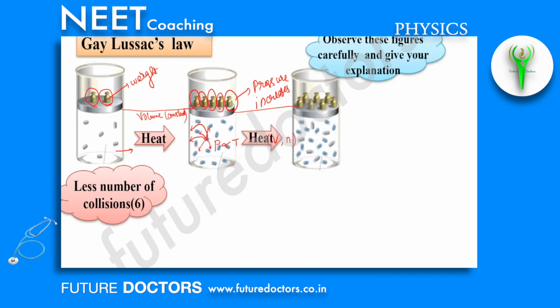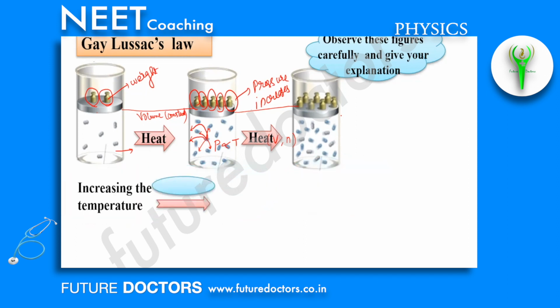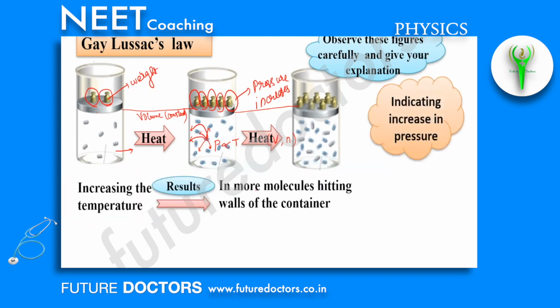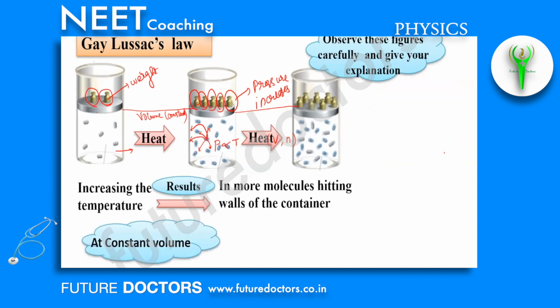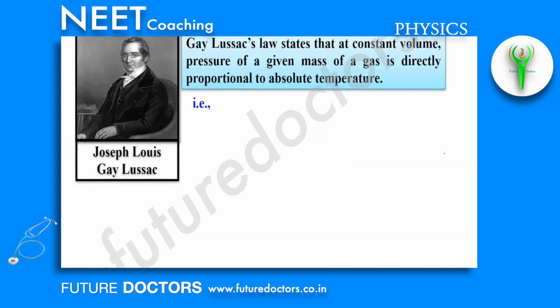Here the collision is less. See here, 1, 2, 3, 4, 5, 6. Here there is much more collision. So due to collision, the pressure of the gas increases. So increasing temperature results in more molecules hitting the walls of the container. So it indicates an increase in pressure. So at constant volume and number of moles, the pressure is directly proportional to temperature.